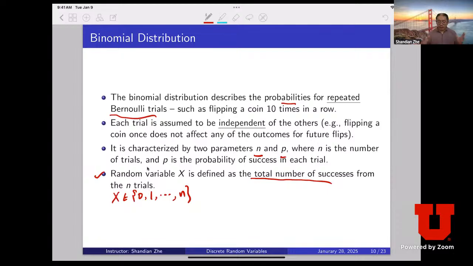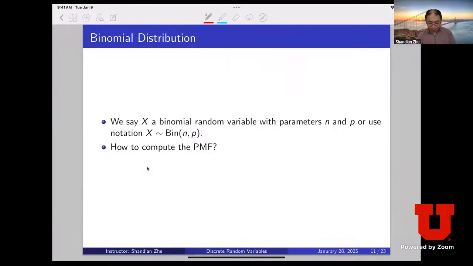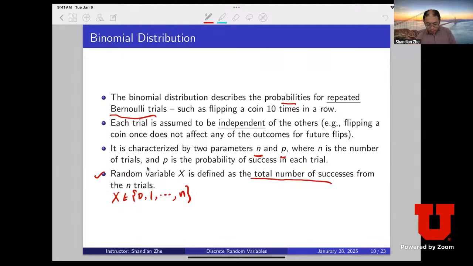Okay. So then it is very important to look into the probability mass function for the binomial distribution. If x follows the binomial distribution, we would like to know the probability mass function at every possible value x can pick. That means we need to know f_X(0), f_X(1), until f_X(n).